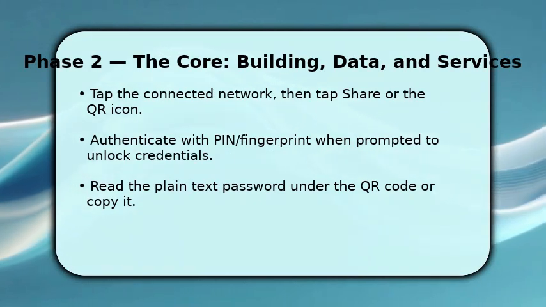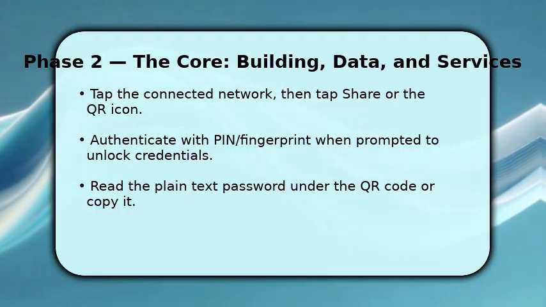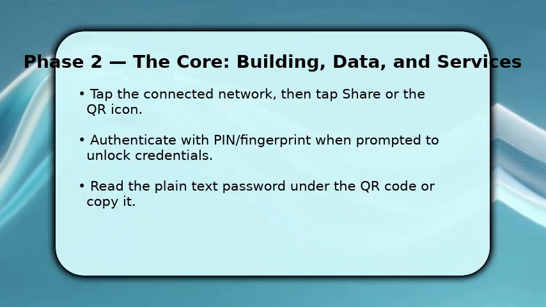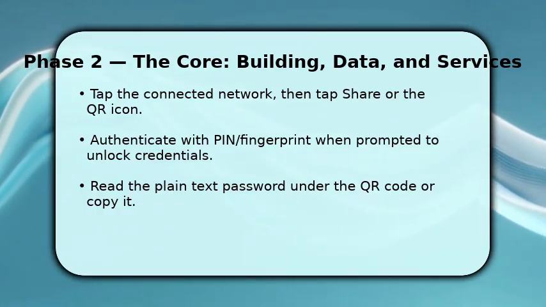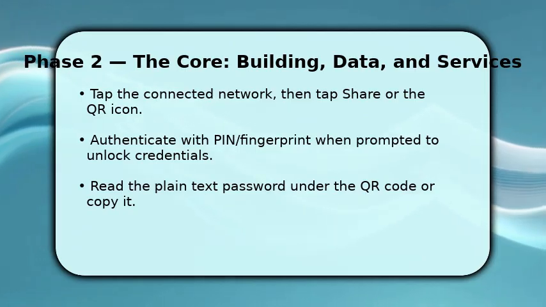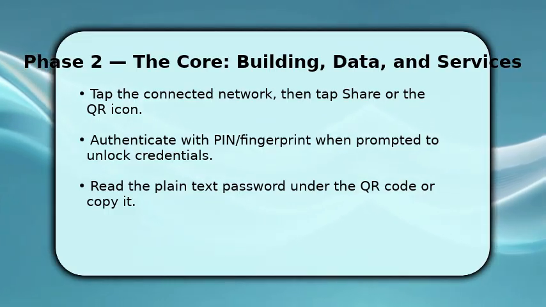Authenticate, and the phone generates a QR image plus a line of plain text in some versions. Read the password shown below the QR or use the copy button if present. If only a QR appears, scan it with another device's camera to extract the passphrase. Make sure to note exact capitalization and symbols. Wi-Fi is case sensitive, so your next connection succeeds.